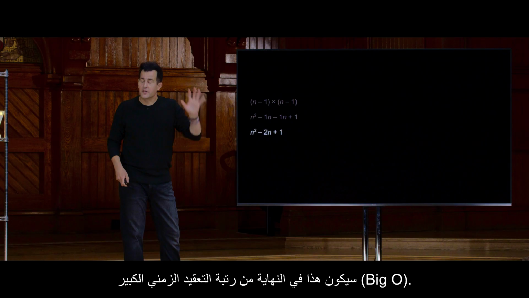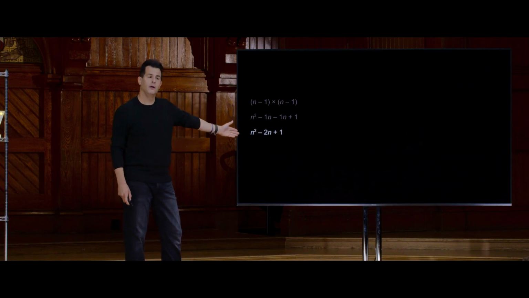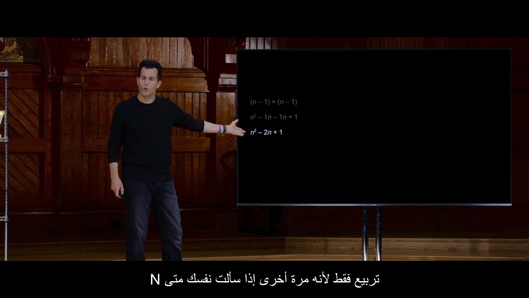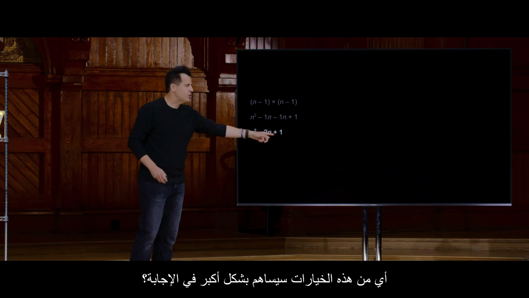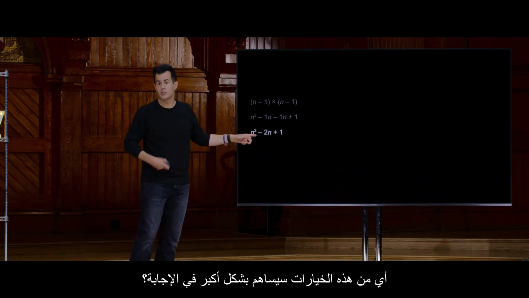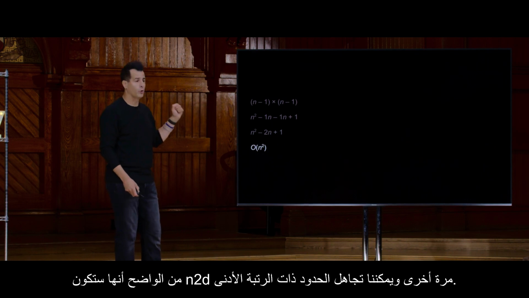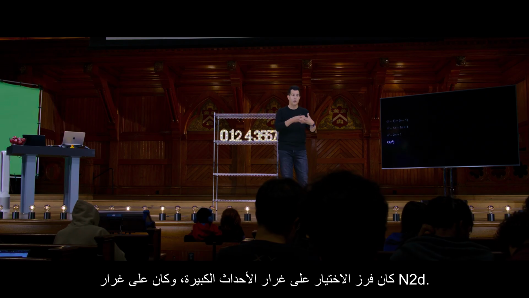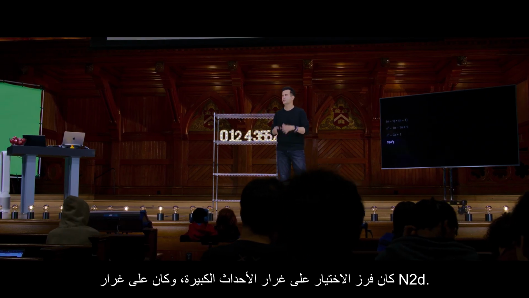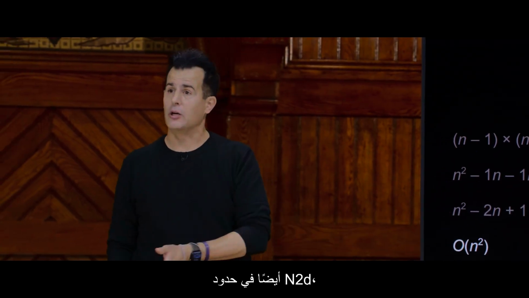Who cares? This is ultimately going to be on the order of big O of n squared. Only because, if you ask yourself, when I plug in a really big value for n, which of these is really going to contribute most to the answer? It's obviously going to be n squared, and we can ignore the lower order terms. So this doesn't seem to have made any progress. Selection sort was on the order of n squared. Bubble sort, based on this analysis, is also on the order of n squared.